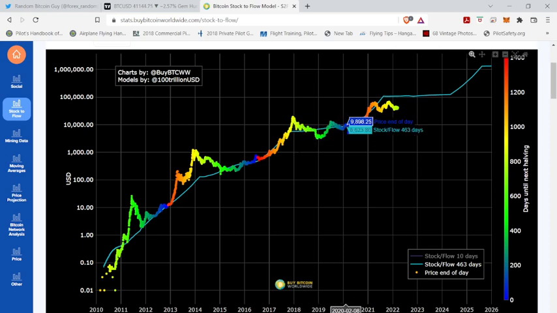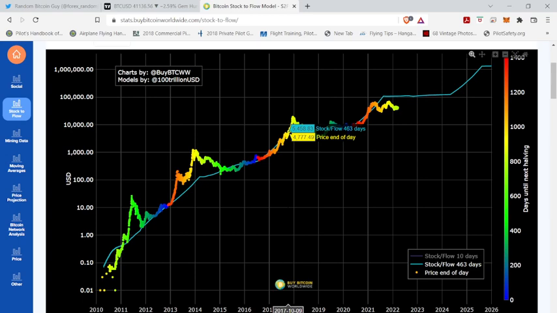But when price drops below stock to flow, everybody freaks out. But it's not that much different. I mean, look at the difference here as opposed to here. It's about the same, maybe a little bit more. So it's actually undervalued at this point, but it's still following the path.